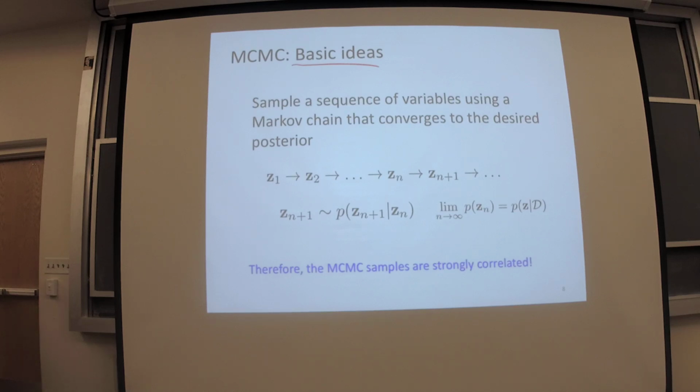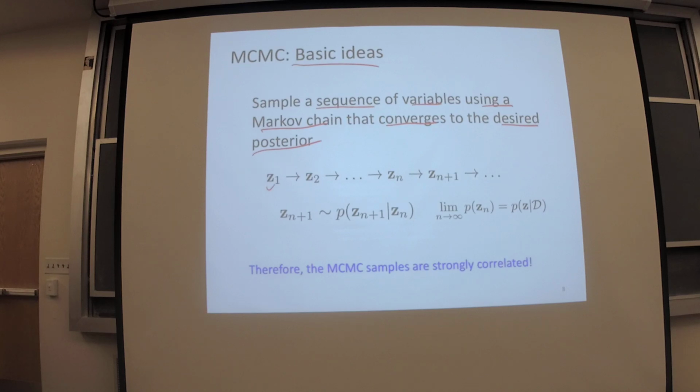If I use one sentence to summarize all Markov chain Monte Carlo sampling, what would this sentence be? Basically, Markov chain Monte Carlo sampling samples a sequence of variables using a Markov chain, such that this sequence of samples will converge to the desired posterior.